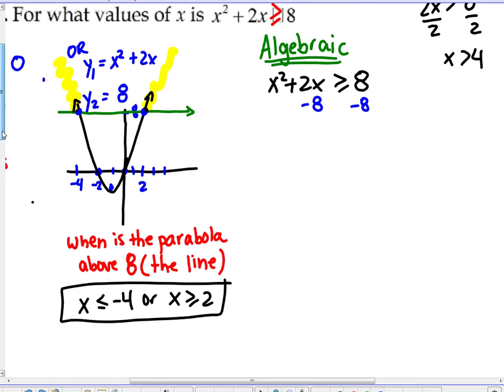So we're looking for, when is this positive or negative? Because we're saying x squared plus 2x minus 8 has to be, how do we say that? Is that greater or less than? Greater than 0. So if it's greater than 0, we want to know where is it? Positive.